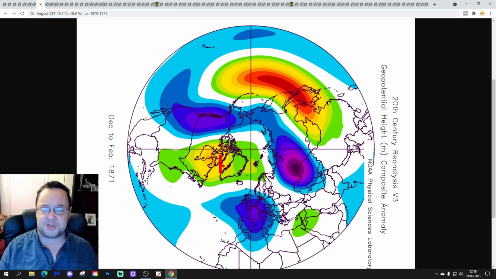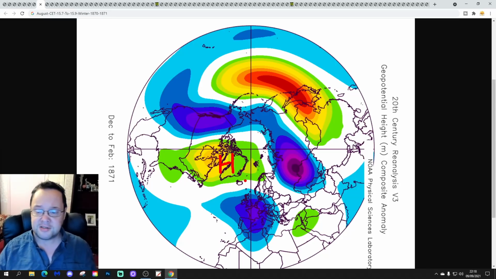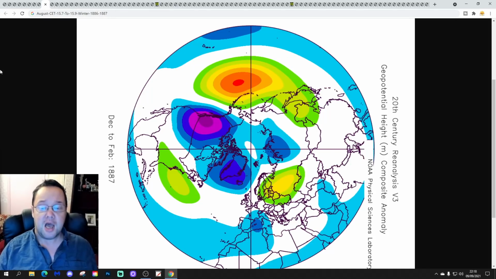1871. This one does have some blocking, but far less of it, with a trough of low pressure across Western Europe. I think just generally quite an unsettled and probably not overly cold winter. Probably quite a wet winter though. Our next winter is going to be 1886, 1887.